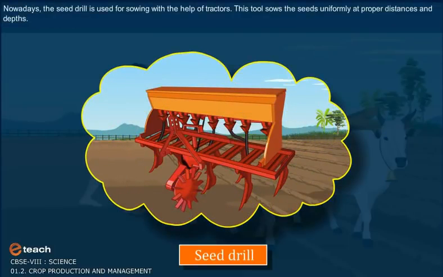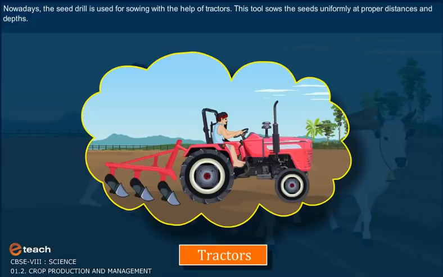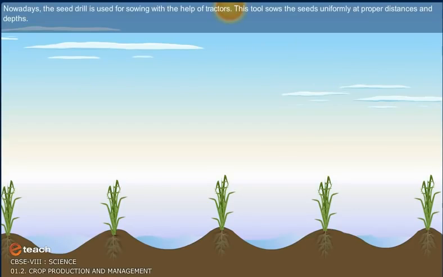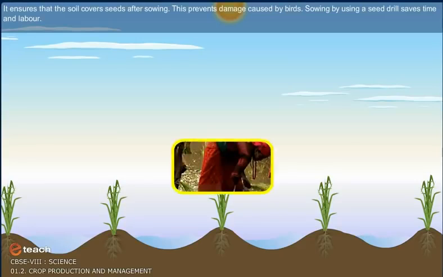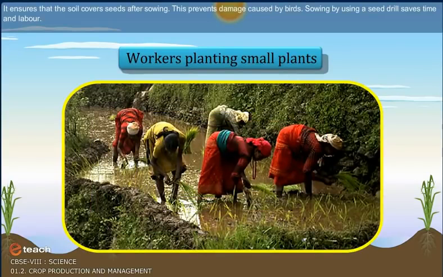Nowadays, the seed drill is used for sowing with the help of tractors. This tool sows the seeds uniformly at proper distances and depth. It ensures that the soil covers seeds after sowing. This prevents damage caused by birds. Sowing by using a seed drill saves time and labor.